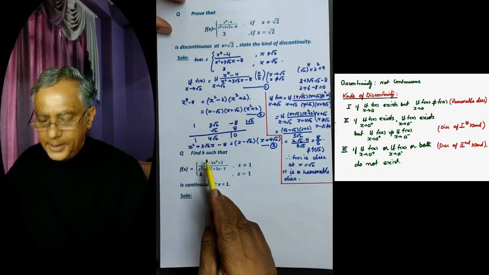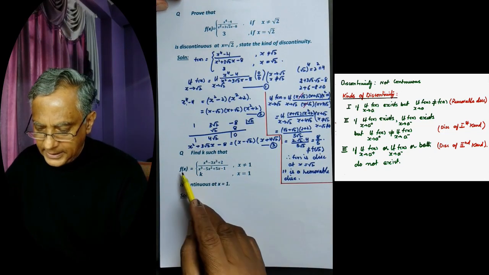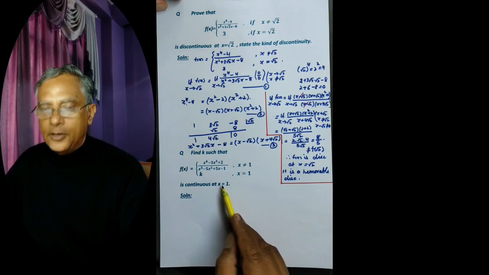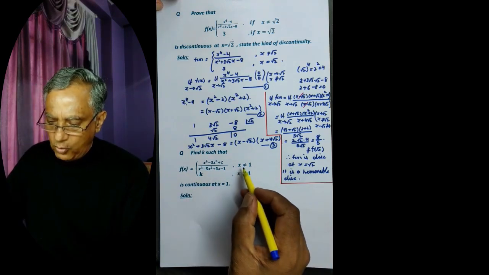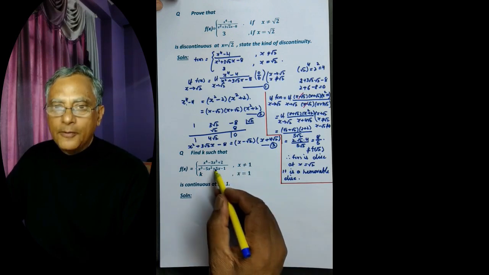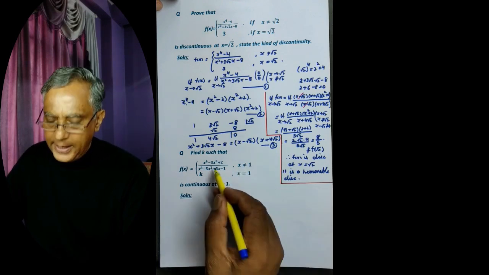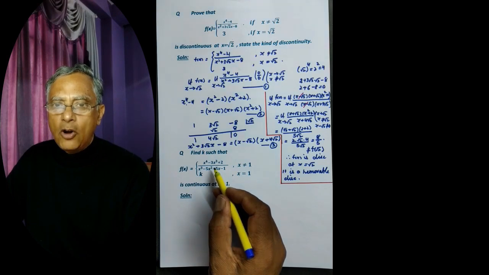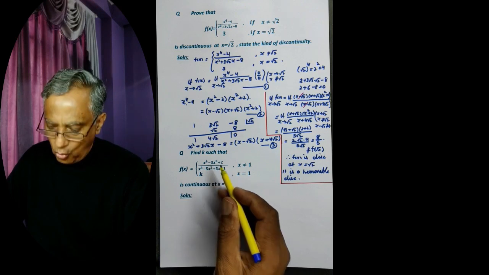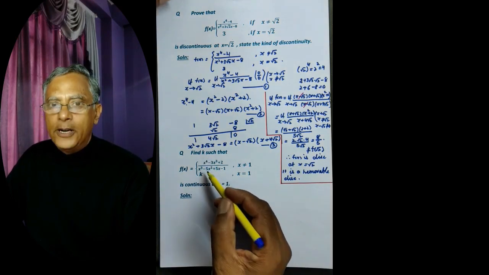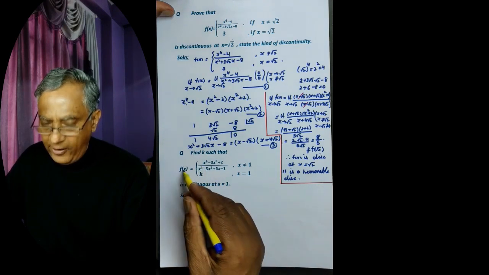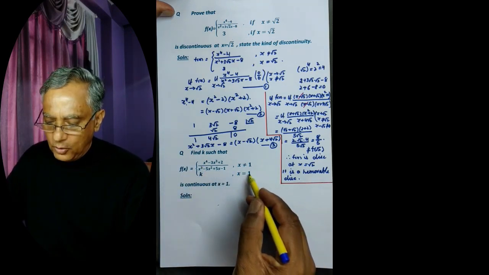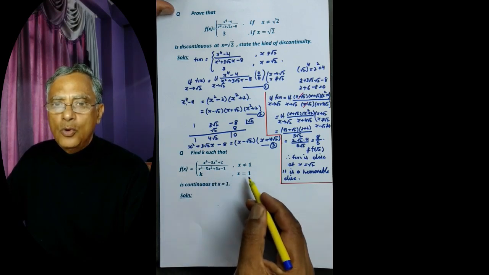Now in this question, we have to find k such that this function is continuous at x equal to 1. Again, what we see is for x less than 1, definition of function is this. For x greater than 1, it is again same. So we need not consider left and right limits separately. So in order to find k, we will find limit x approaches 1 of f(x) and equate it with the value of the function at x equal to 1.